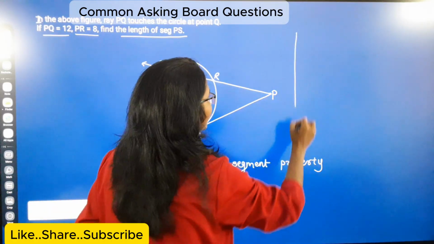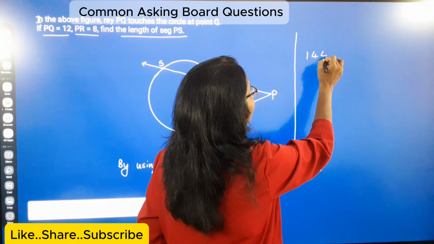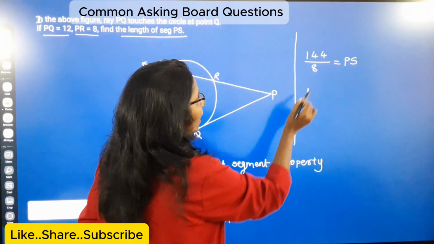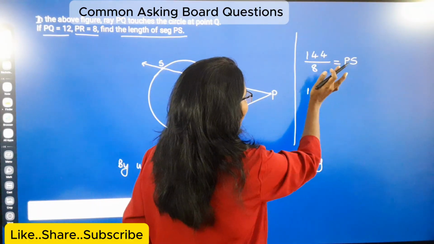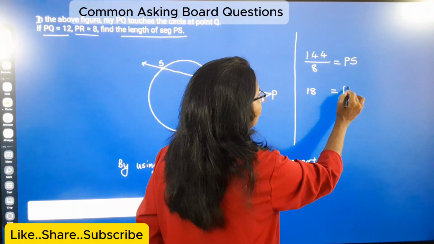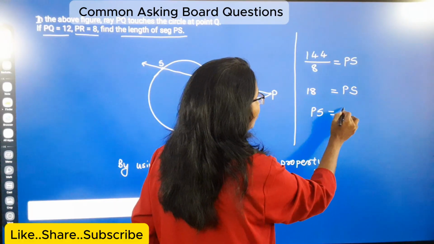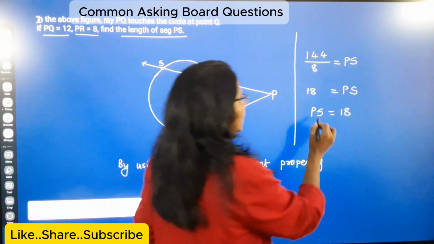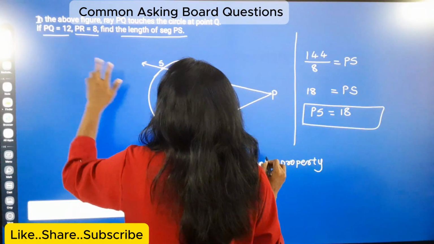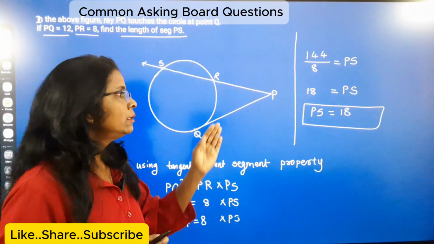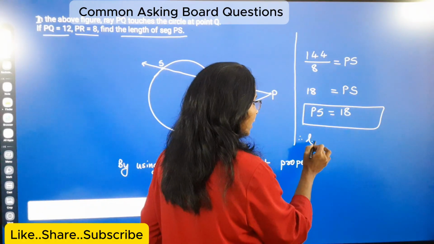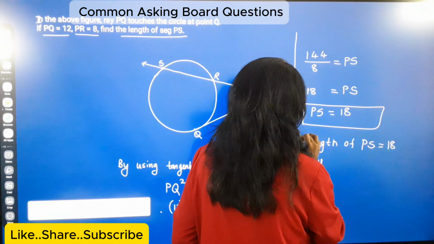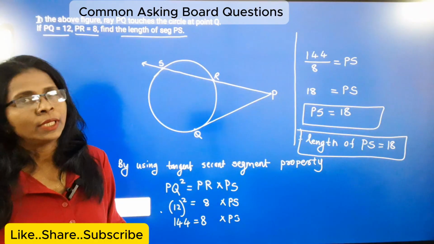Then next step, students, 144 divided by 8 is equal to PS. So 8 ones are 8, 8 ones are 8, 8 eights are 64. So PS is equal to 18. Okay students, PS is equal to 18. Here the unit is not given, so we only write PS. So finally we write, length of PS is equal to 18. Okay students.